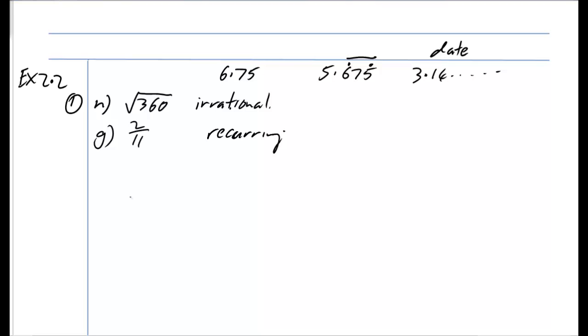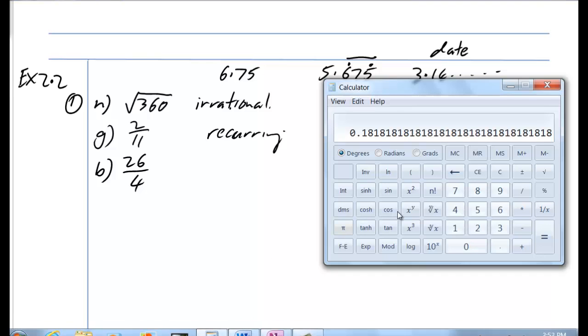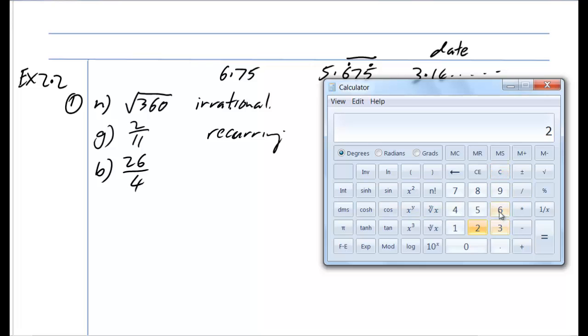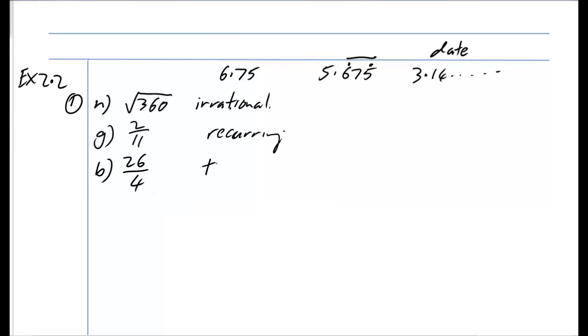Where's another one we could do? 26 divided by 4, which is B. Let's do that one, see what we get. So clear that. 26 divided by 4 equals 6.5. That's a terminating number because it doesn't go on forever. So we write this one here is a terminating. All right, what I want you to do is have a go at the rest of number 1.